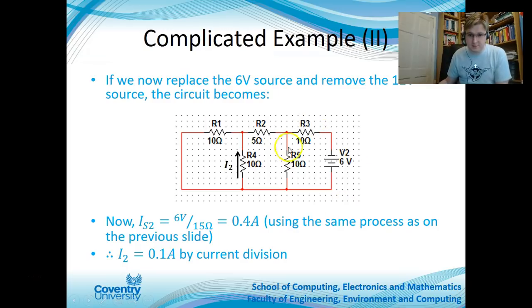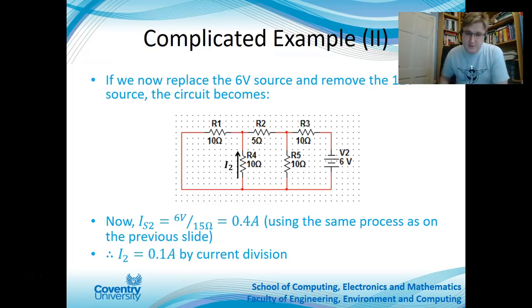So the current would come out of this terminal here. It would go around here. It would have a current division here at this node here. So then you would have to find the current going through here, and then you'd have to do current division again here. So in this particular case, you would have to use current division twice.